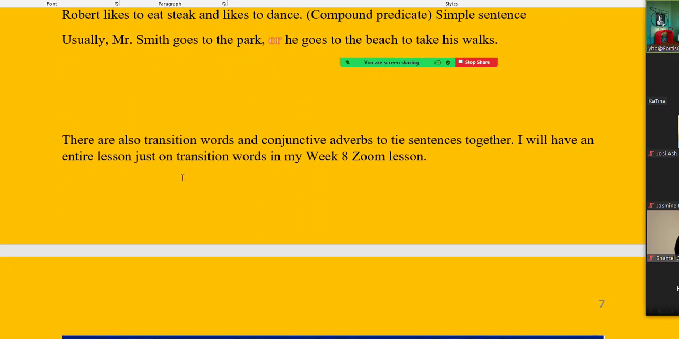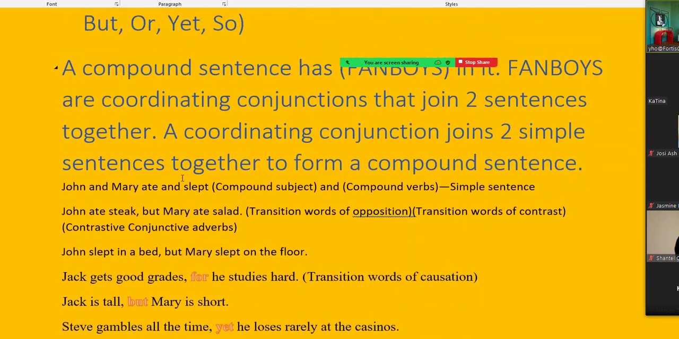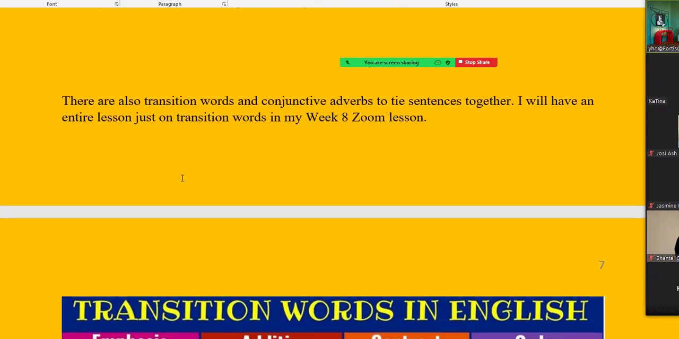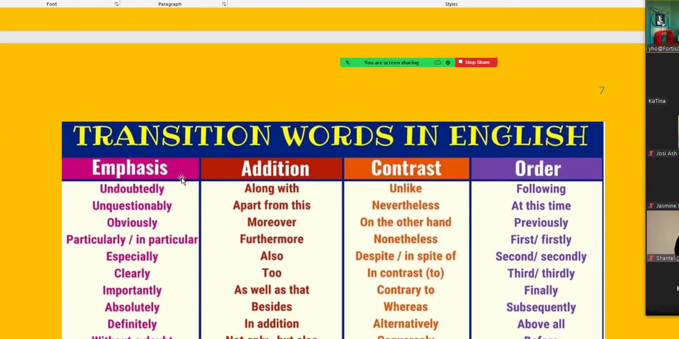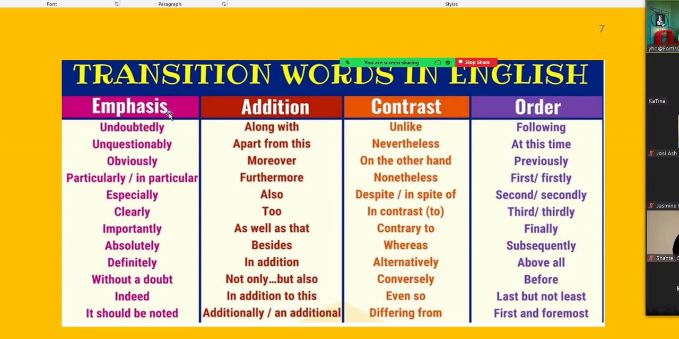And so I'm going to go over more about transition words next week. Is it next week? Week 8 is not next week. Week after next. Okay, so here are some transition words. Transition words of emphasis: undoubtedly, obviously, particularly, especially, clearly, importantly, absolutely, definitely. You are all going to get good grades. Without a doubt, my students all get straight A's. It should be noted that my students are the best. So here you have emphasis.